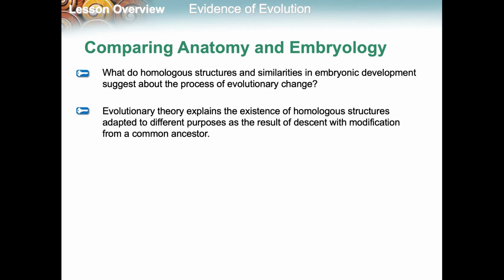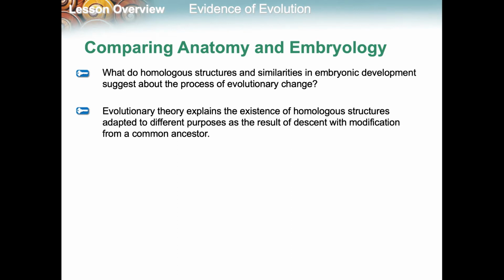Today with topic 7, we're going to be talking about evidence of evolution. So here the question is, what do homologous structures and similarities in embryonic development suggest about the process of evolutionary change? In evolutionary theory, the existence of homologous structures, homo, remember, means same, so these structures are very similar or the same, adapted to different purposes as a result of descent with modification from a common ancestor.